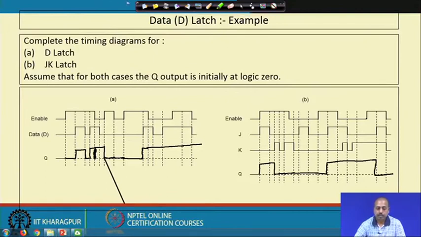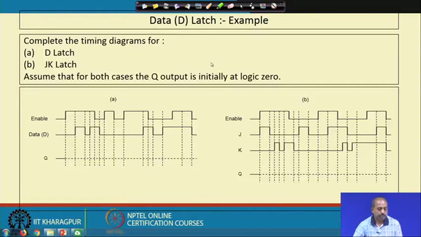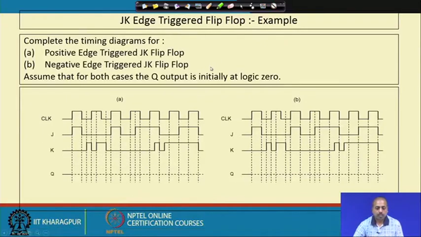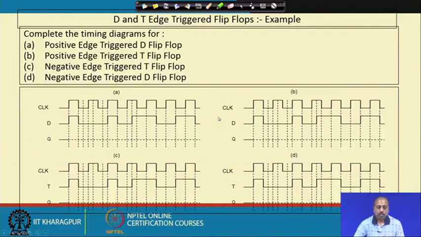Next, we will look into some circuit changes. This diagram also you can continue, I am not doing it. You can just draw the timing diagram, fill up this Q and Q bar output in a similar fashion. This is another example. I am just putting this slide so that you can make a few practice.